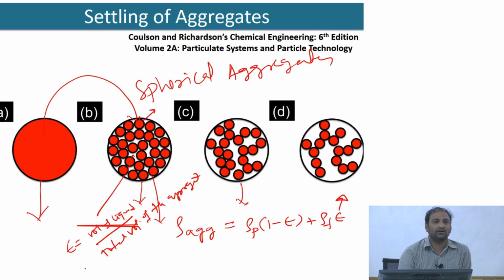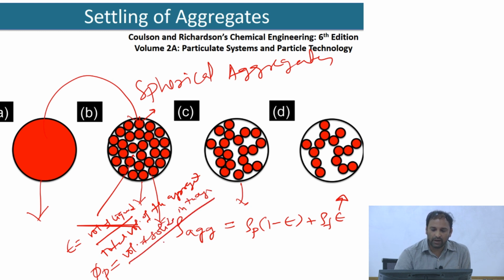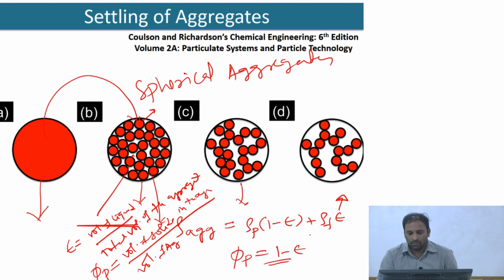Similarly, I can also define the solid fraction. So phi p, the solid fraction, is the volume of the solids or the particles in the aggregate divided by the volume of the aggregate. They are related by the fact that phi p is 1 minus epsilon, because phi p plus epsilon should be 1. The total fraction of the solid in the aggregate plus the total fraction of the liquid in the aggregate should be 1.